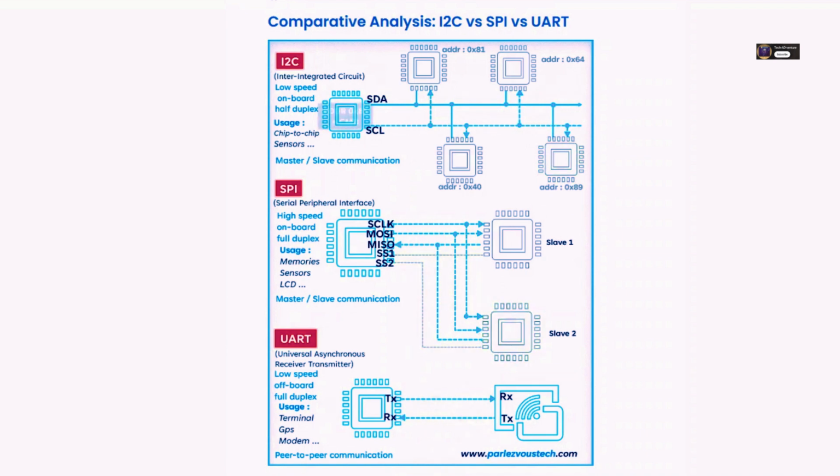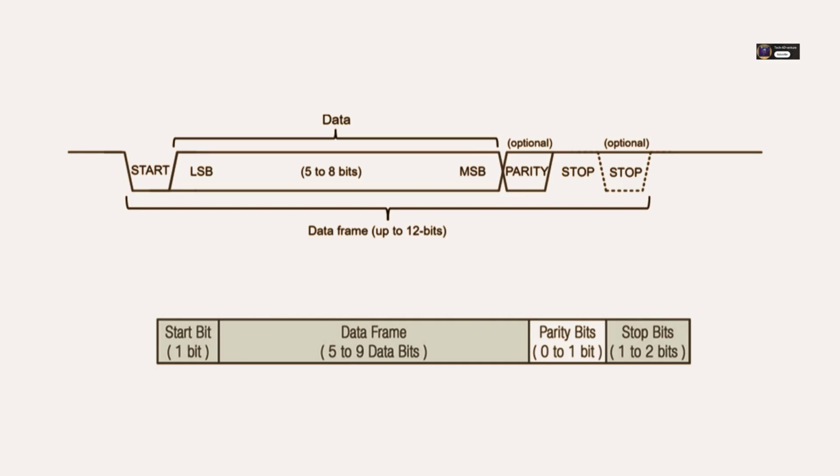So back to the asynchronous part. If there's no shared clock, how does the receiver know when a new byte starts or ends? How is the data actually structured or framed? Good question. That's where the concept of the UART frame comes in. Data isn't just sent as a raw stream of bits. Instead, each chunk of data, usually a byte, gets packaged into a structured group of bits, a frame. A typical frame has a very specific structure. It starts with a start bit. Okay, a start signal. Right.